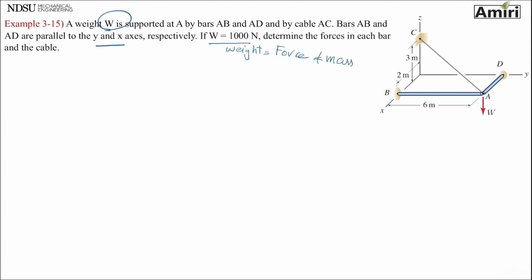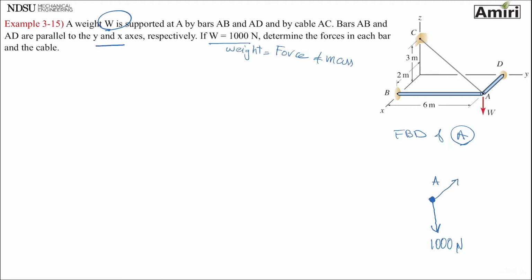Step 1, free body diagram. Which particle would you pick? Which point do you see that all forces point to and go to? Point A. So that's going to be my particle A. Step 1, isolate. Just draw the outline. That's my step 1. Step 2, active forces. I have 1,000 newtons pointing down. Step 2, reactive forces. They're all unknown, so I'm going to put everything as tension.